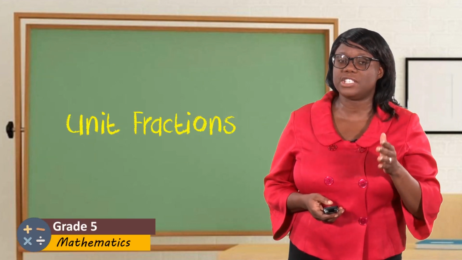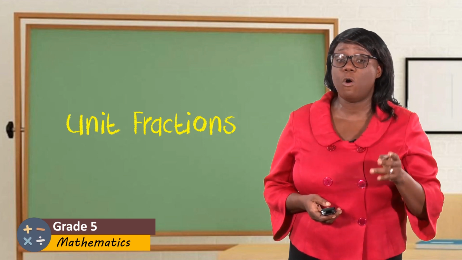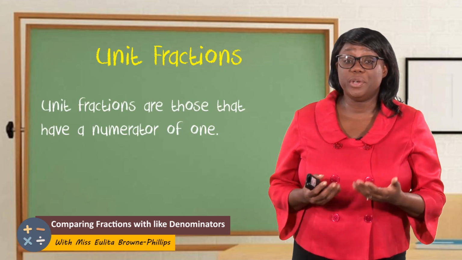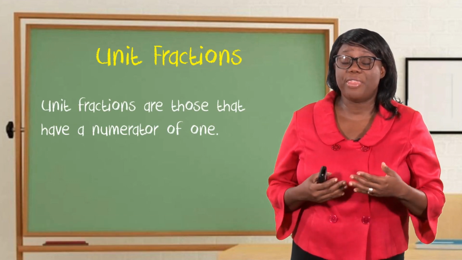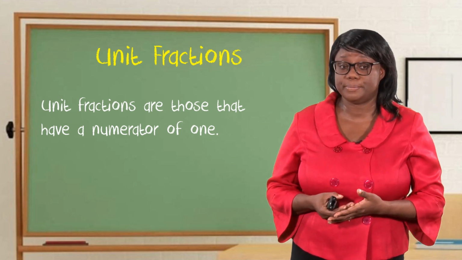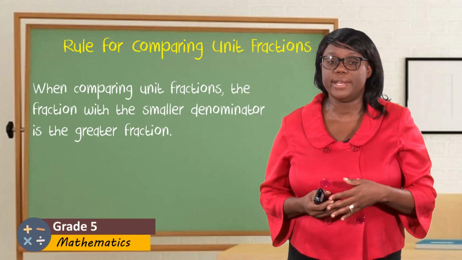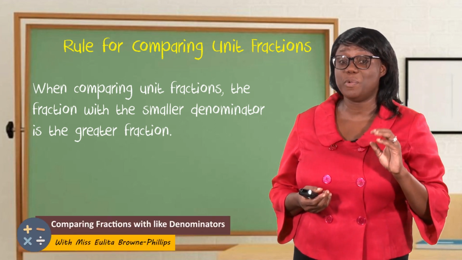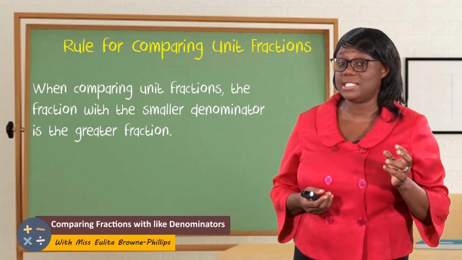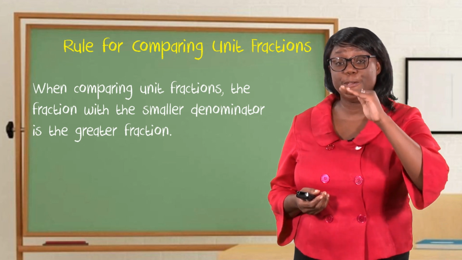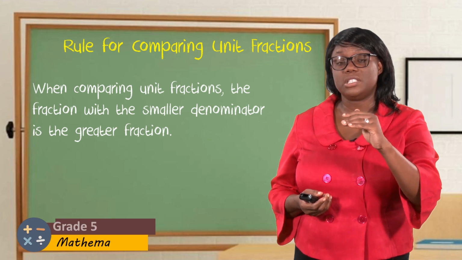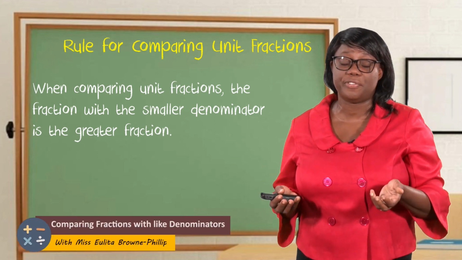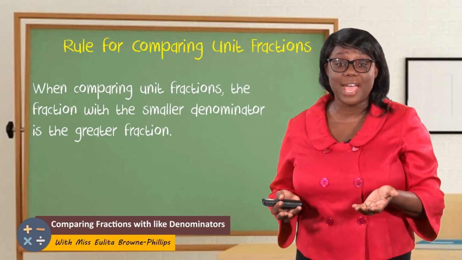So the first type of fraction that we are going to learn to compare is called unit fractions. Unit fractions are those fractions that have a numerator of 1. We have a simple rule that we follow when comparing unit fractions. When comparing unit fractions, the fraction with the smaller denominator is the greater fraction. Remember, your numerators would be the same. So you look at the denominator, and the denominator that is smaller is the greater fraction, or we would say it is more than the other fraction.